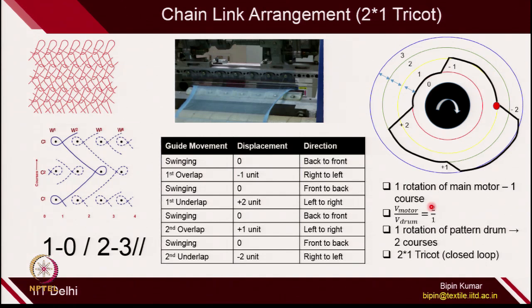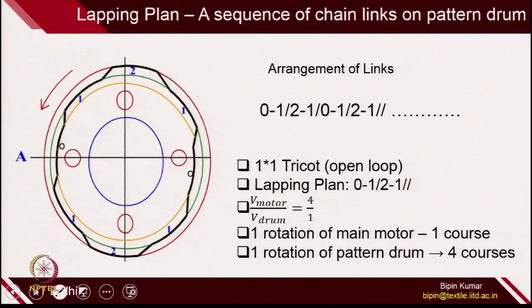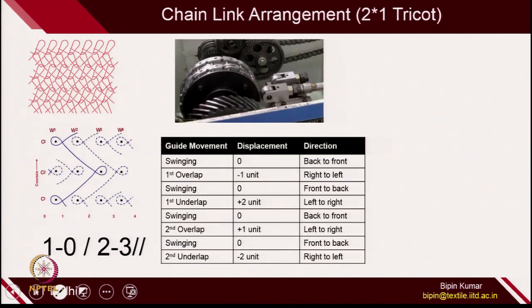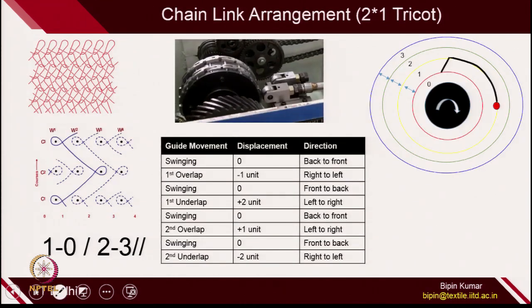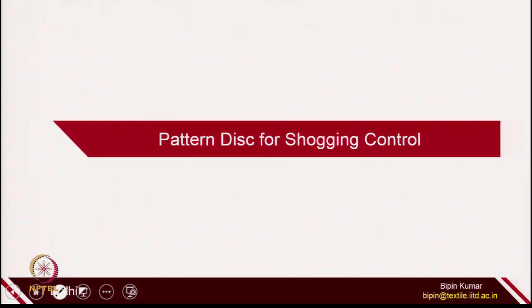This is a single bar construction, and we have seen 2 examples, one for 2x1 tricot, and the other, if you see the previous one, is for 1x1 open loop construction for a single bar. So, this is how the chain link arrangement and pattern drum is very important to achieve the shogging motion of the guide bar. Now, let us move to the other simple topic, which is pattern disc for shogging control.